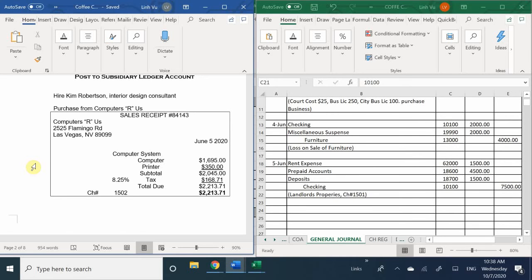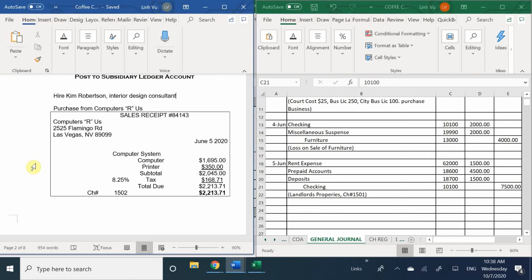Okay. Well, what did we purchase? That we purchased a computer and a printer. Good. And that we issued a check, check number 1502, for the total amount of 2213.71. Good. So here we acknowledge that we bought assets, right? We bought an asset.